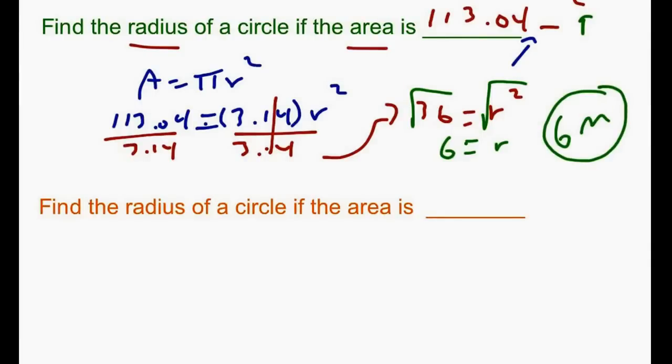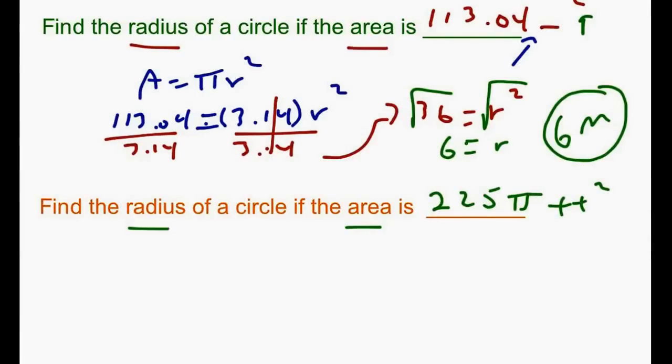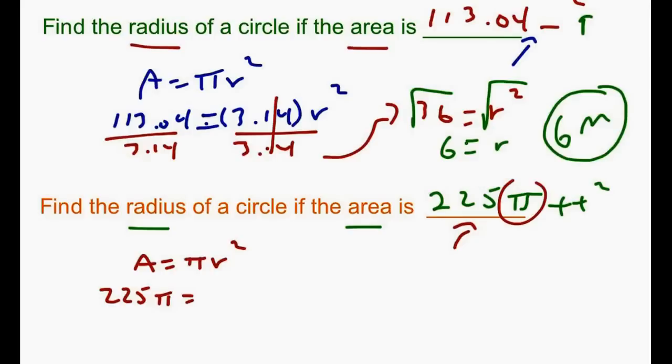All right, let's try another one. Find the radius of a circle if the area is, let's call it 225 pi feet squared. All right, so let's go back to our formula. Area equals pi r squared. Substitute some information in. I know that my area is 225 pi, so I put that in right underneath A. There's a pi symbol, so I must be dealing with exact area, so I'm going to leave that pi symbol. And then r squared, that's what I don't know.